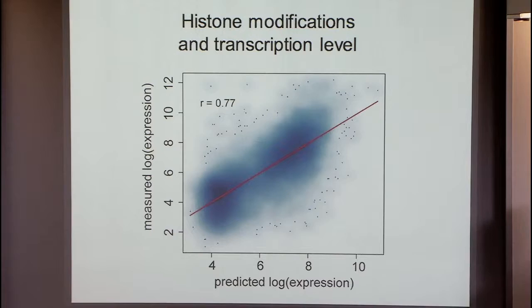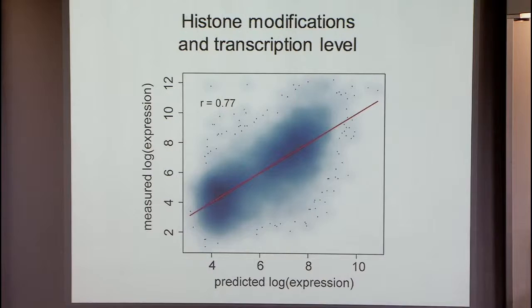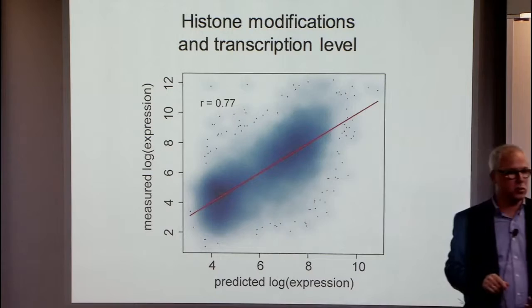When one does more sophisticated things, one can push this to, I don't know, 0.79, 0.8 or so, but we figured it wasn't really worth it. To us, the first insight was, okay, there is indeed a lot of information about expression in the histone modification pattern alone. And this was about the same time when Wing Wong did a similar exercise with transcription factors. And he also achieved a correlation coefficient on this order of magnitude here.